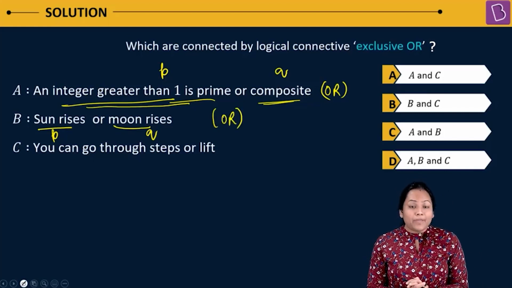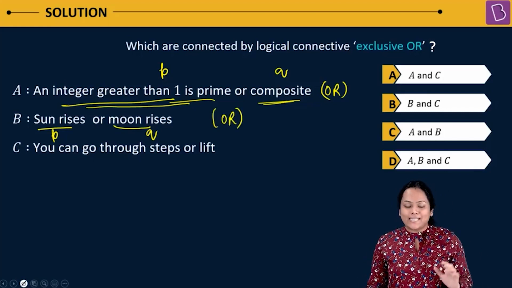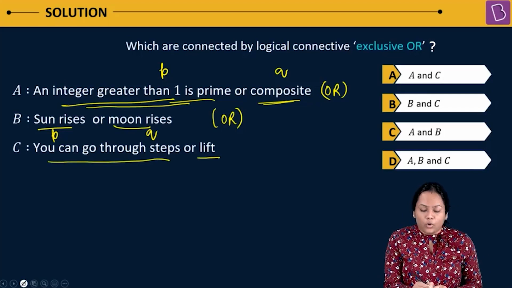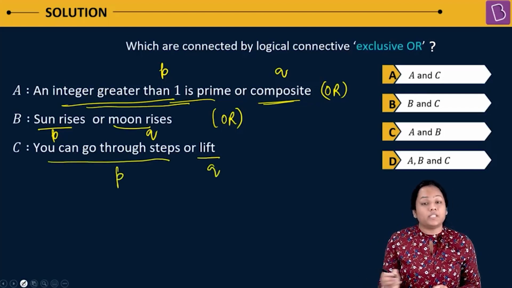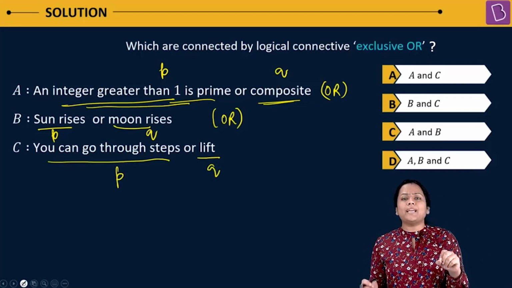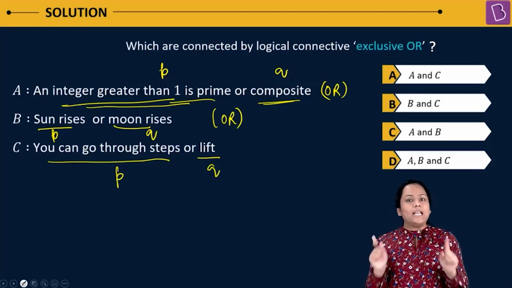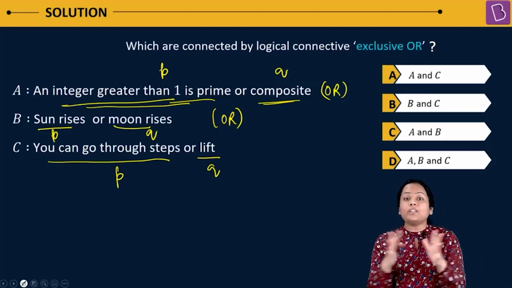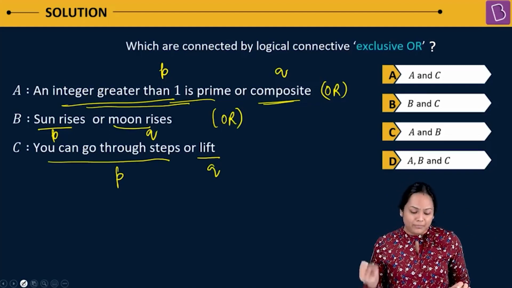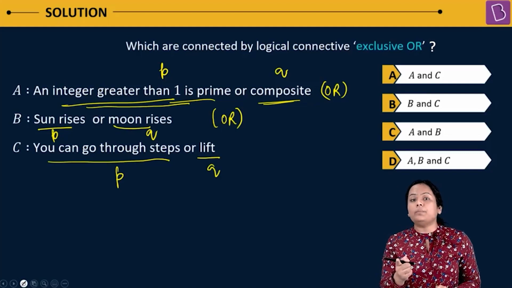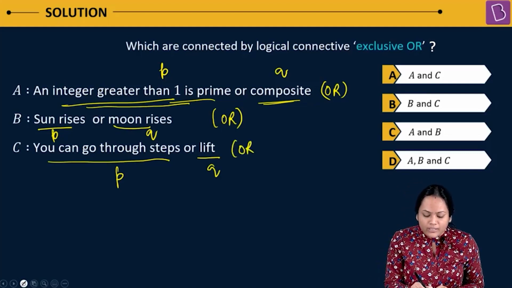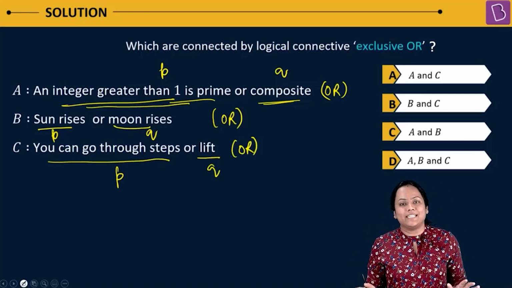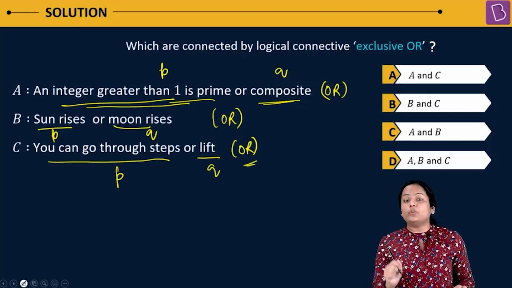Clear? Coming on to the C statement, it's saying that you can go through steps or you can go through the lift. So one is P, another one is Q. Is it possible to go both by steps and lift at the same time? Well, no. Either you'll be going by steps or you'll be going by lift, right? Both cannot hold together at the same point of time. That means here again, if one is going to occur, that definitely means the other is not going to occur at the same time. Clear? So this definitely will be the exclusive or.